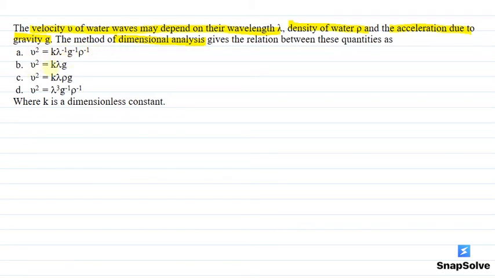Option B, v square is equal to k lambda g. Option C, v square is equal to k lambda rho g. Option D, v square is equal to lambda cube g inverse rho inverse, where k is a dimensionless constant.